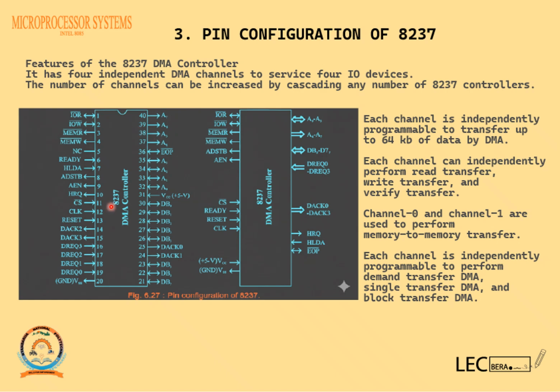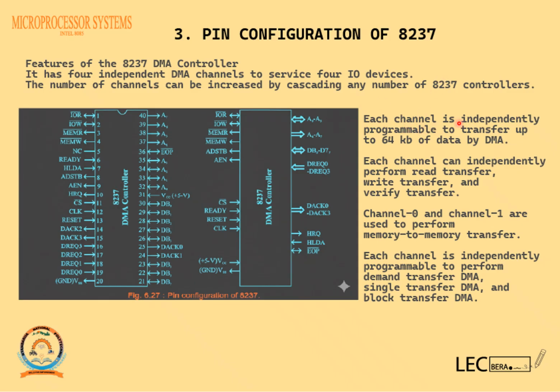The only difference is that this 8237 contains what? 4 channels: channel 0, channel 1, channel 2, channel 3. Those are a total of what? 4 channels. The number of channels can be increased by cascading any number of 8237 controllers. If you need more channels, let's say 6 channels, you need to cascade this DMA controller in series.